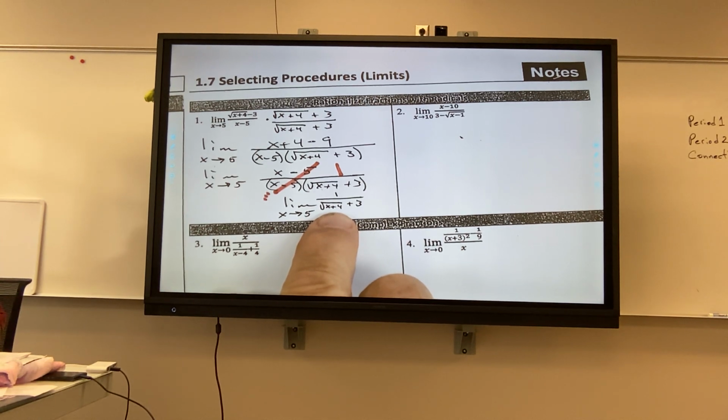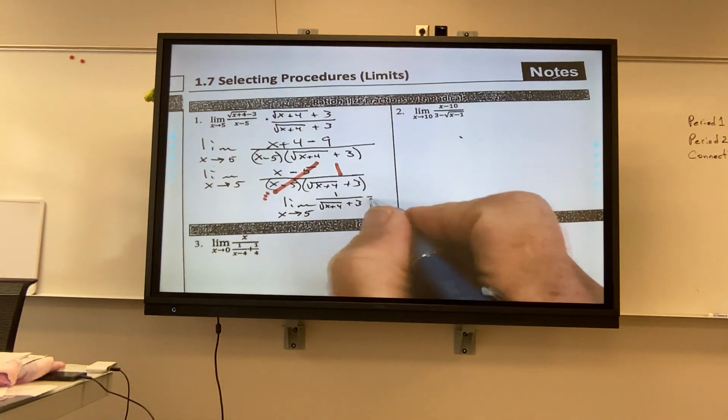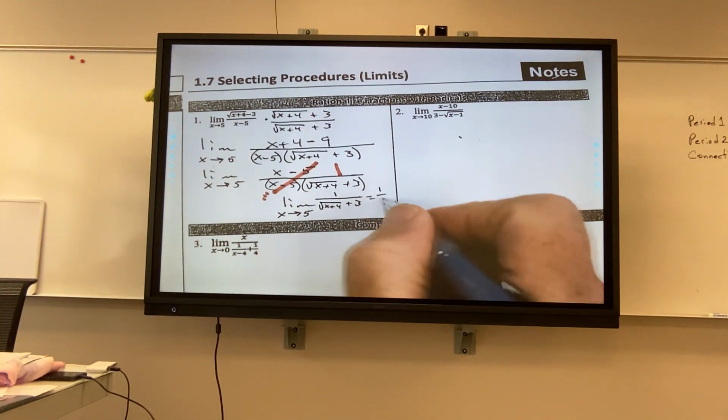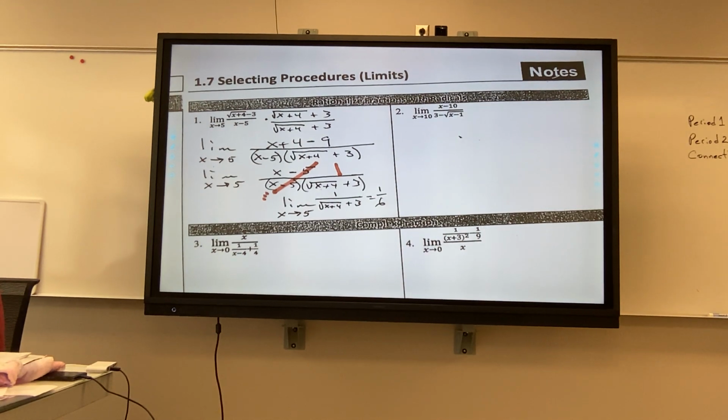I can, right? What will I get when I put 5 into there? 9 and 3. What is the square root of 9? 3. I know you know that. Do you have to show me you know that? No. Do you know what 3 plus 3 is? 6. Again, something you don't have to show me. So what's my answer here? 1/6. Do you have to show me the limit process? Yes. Do you have to show me that you're multiplying by the conjugate? Yes. What I showed you here is what you have to show me.